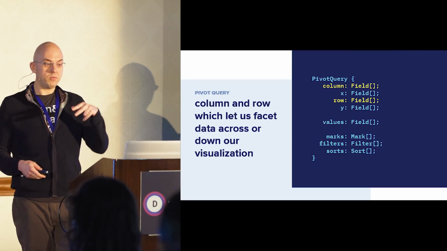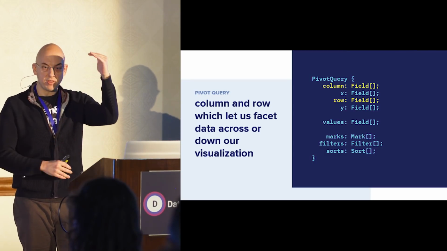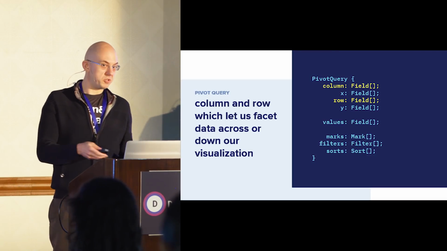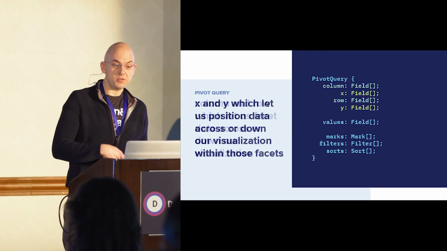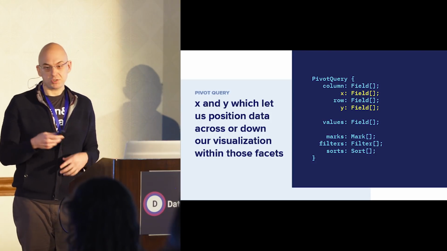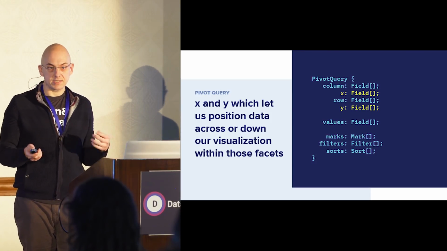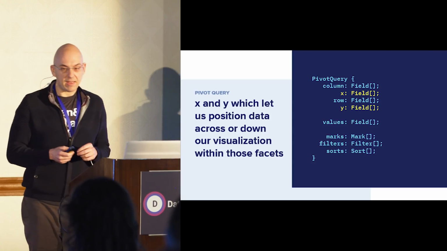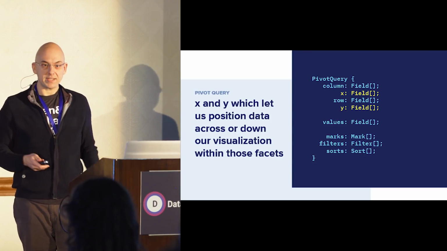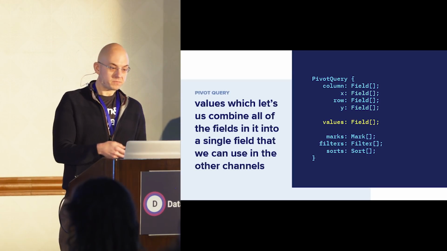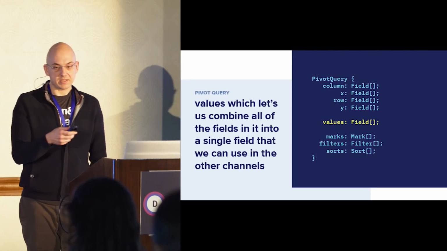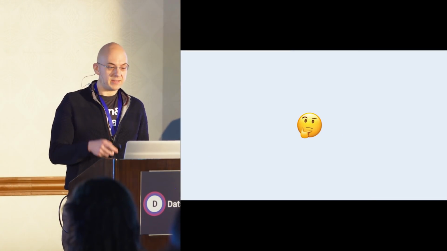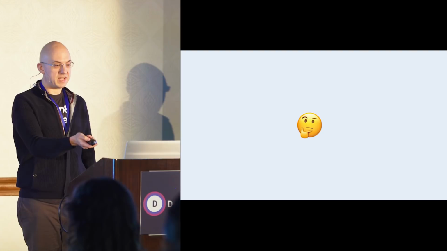We have column and row, which lets you facet data across and down the visualization. If you think about trellis charts or small multiples, these are the types of mappings you'd use for those. And we have X and Y, which are generally header or axes fields, but more academically, they let you position data within your facets. So values, again, they let us combine multiple aggregate fields into a single field that we can use in other places. All right, this thinking emoji, that's my signal that we're about to have an example.